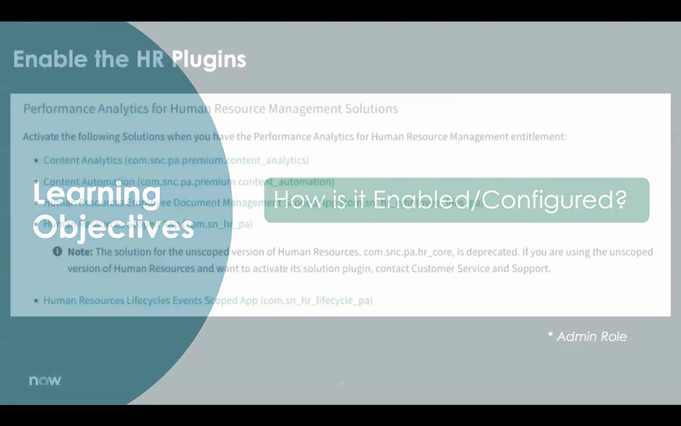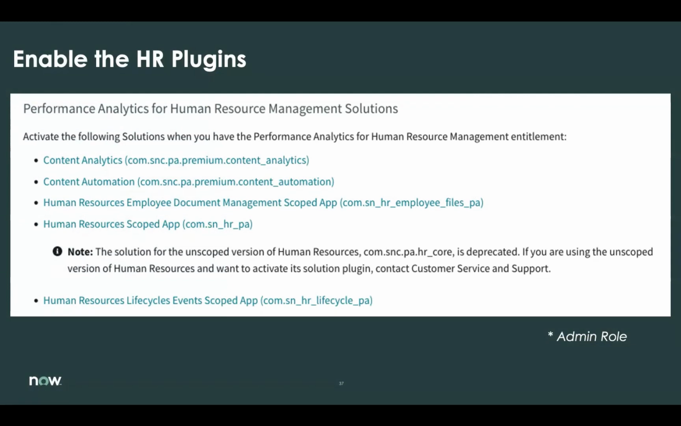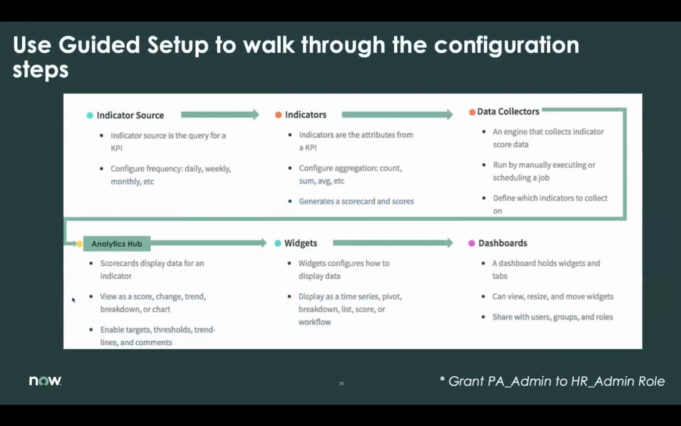How is it configured? So just for reference for this presentation, you can also obviously find this in the documentation, but these are the core plugins that your admin is going to have to install in order to get these out-of-the-box HR analytics. And then once the admin has installed it, the admin needs to grant PA admin rights to the HR admin role so that HR admin and the HR analysts and the power users can actually run some of these dashboards and populate them, right? Because we've got to go through the indicator source, right? Which is mapped to our indicator, right? And then they have to have the rights to run the data collectors, and then also the rights to be able to construct and modify their own widgets and dashboards.